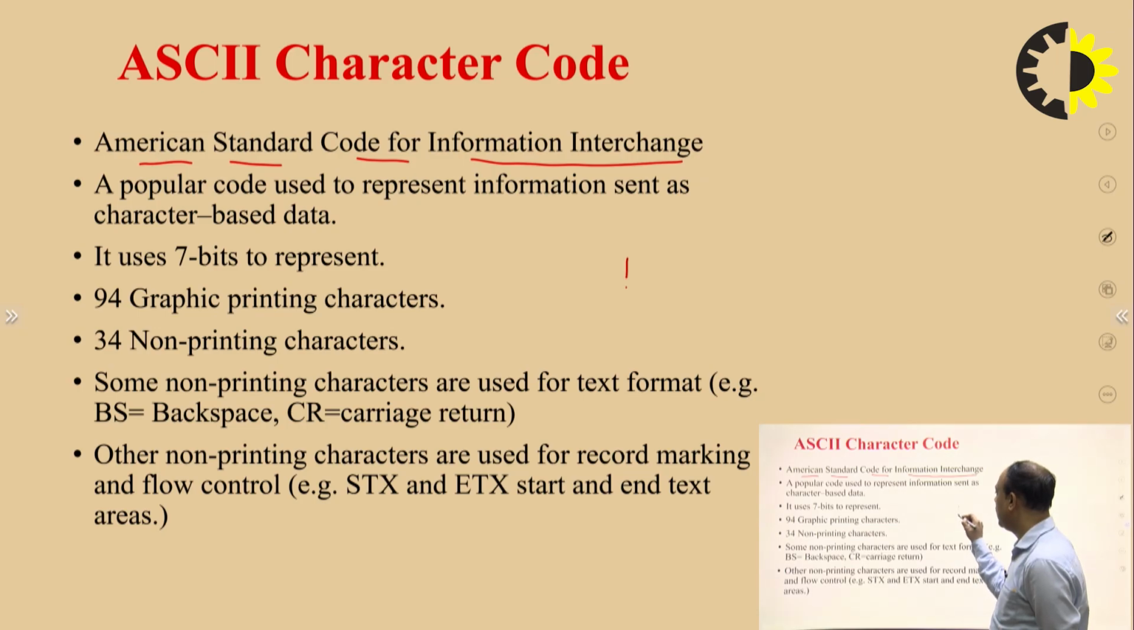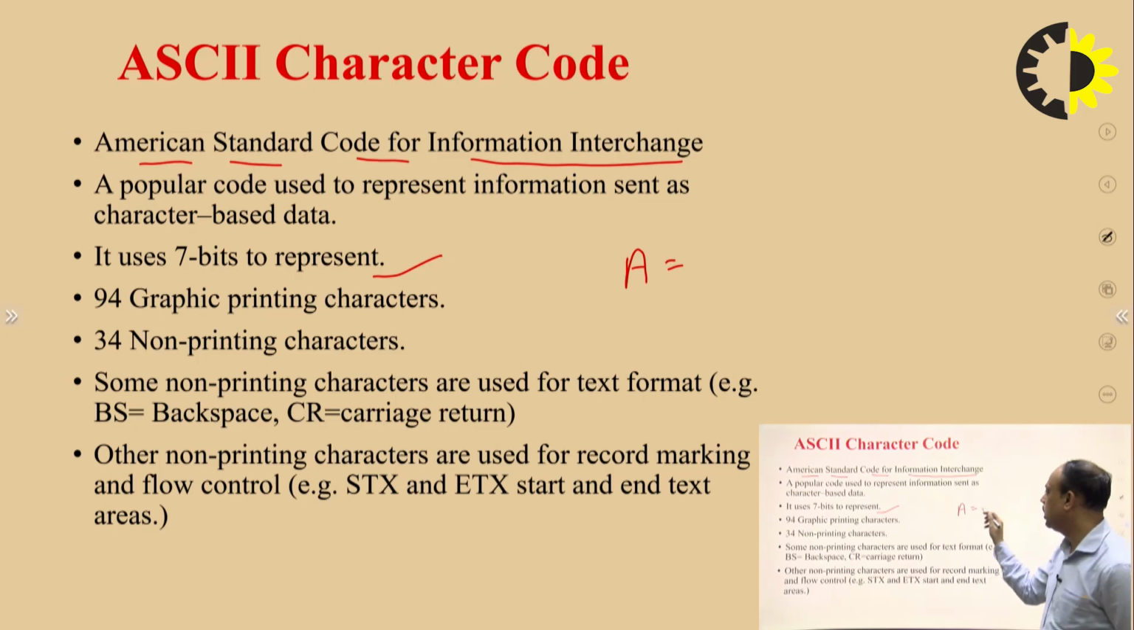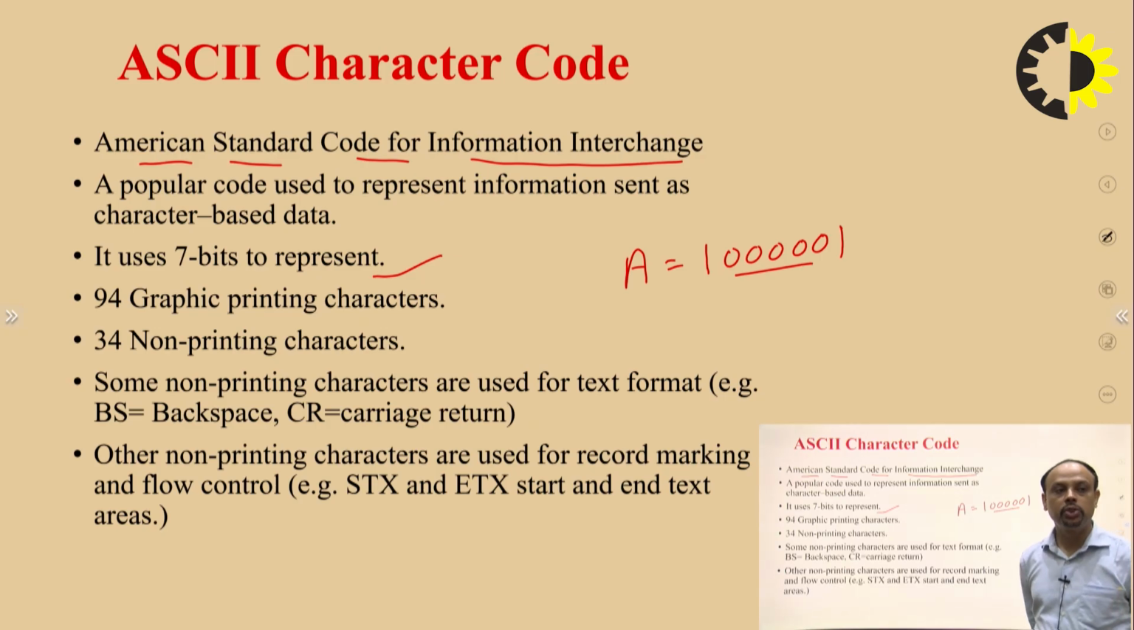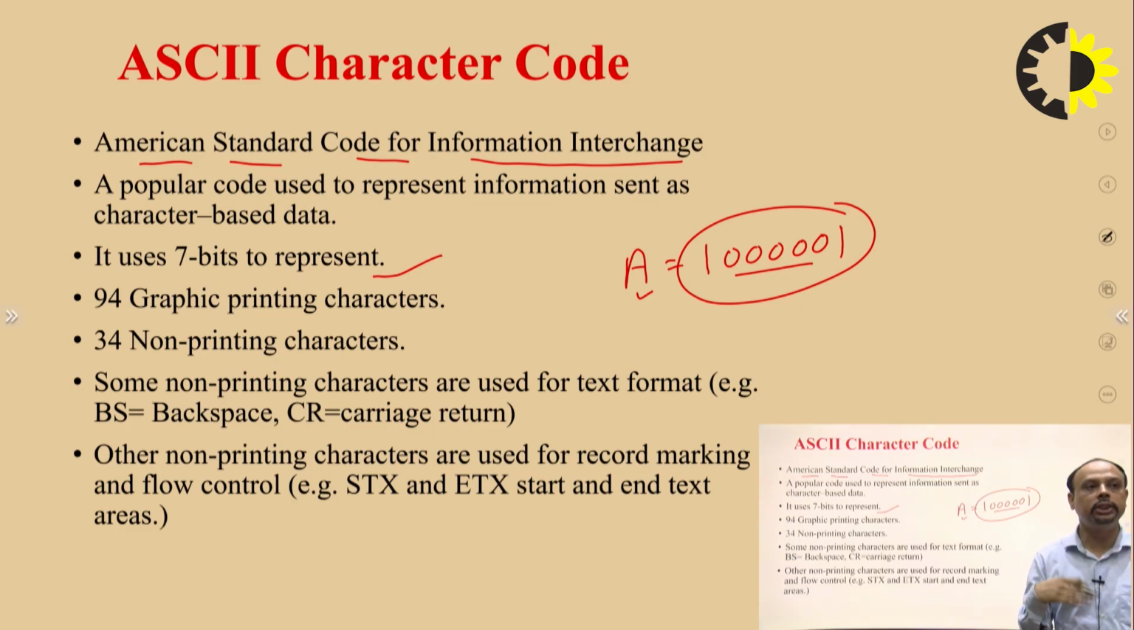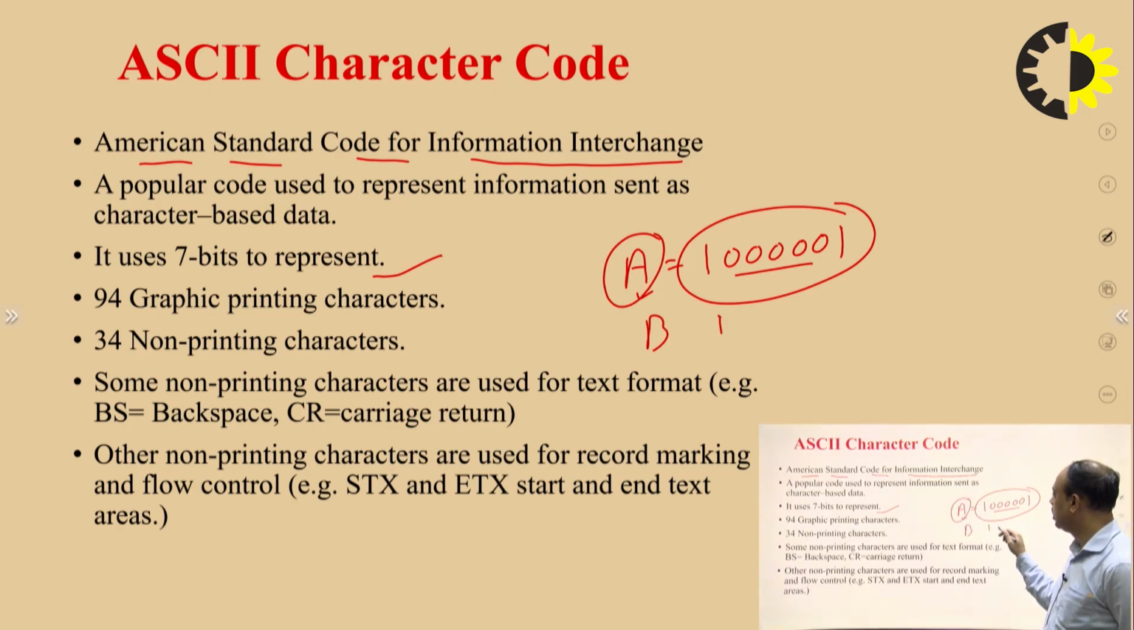For capital A, the 7-bit code is 1 0 0 0 0 0 1. This is the fixed code for the capital A, and whenever you type A in any text, this A is converted into this equivalent ASCII code, and this code is saved into your system, not the symbol A. For the symbol B, there is again some code, then C, D and up to Z.